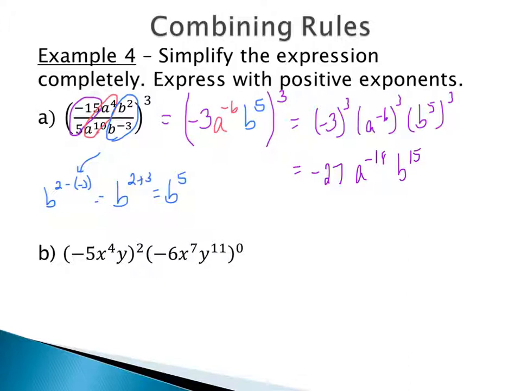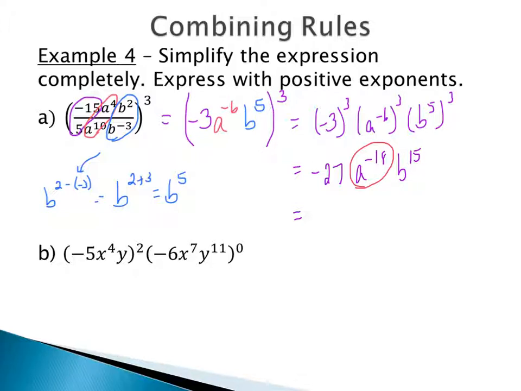Now the directions said to express with positive exponents. So it's important here to understand that the only negative exponent that I have right now is the a to the negative 18. Although 27 is negative, it doesn't have a negative exponent. So make sure you understand the difference.